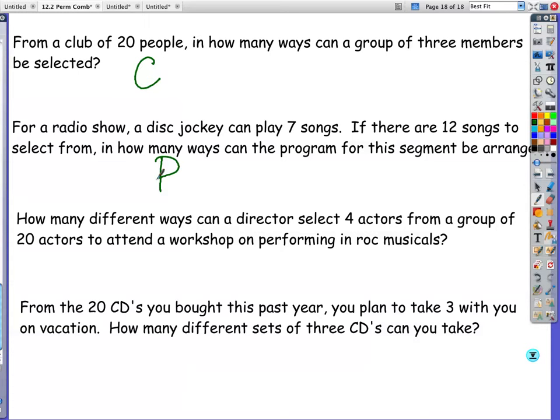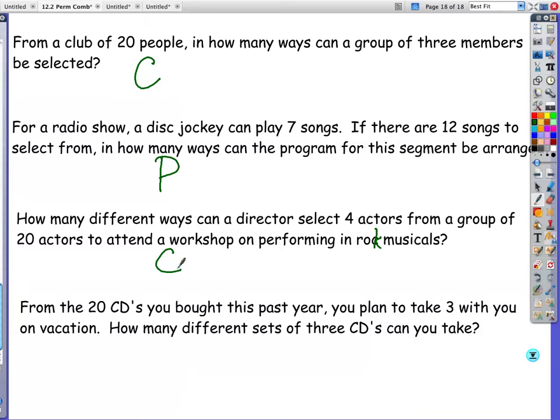The order matters. And the next one, how many different ways can a director select 4 actors from a group of 20 actors to attend a workshop on performing rock musicals? Okay, so basically they're saying, hey, you have 20 people in this room, you need to pick 4 to go to this particular workshop. Does it matter if I pick Joe first or Jane first? It does not matter. That makes this a combination.